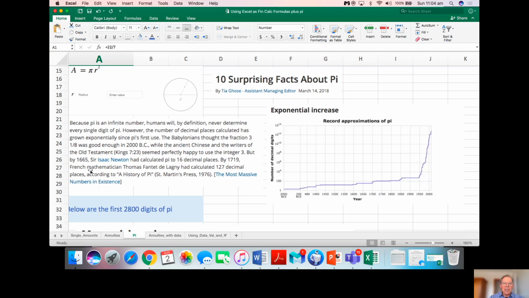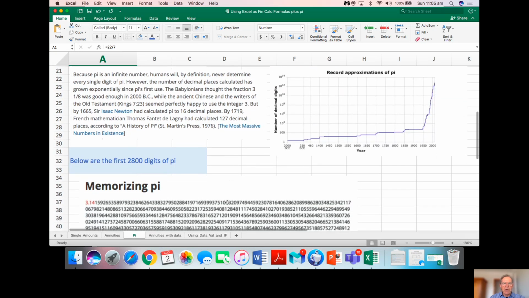And then in 1719, a French mathematician called Thomas Fantet de Lagny went to 127 decimal places. Not bad. Pen, paper, and a candle at night time to work that out. And then here we go, the 1950s, we're starting to get computers and slide rules and whatever, and we're extending our knowledge of pi.